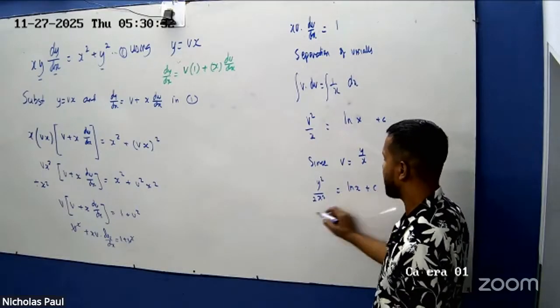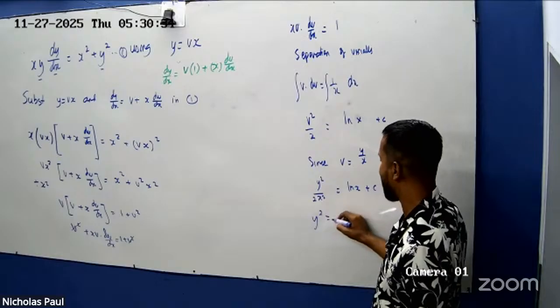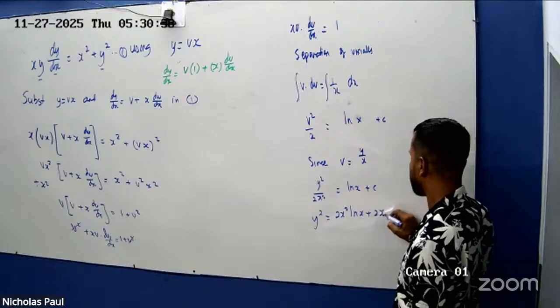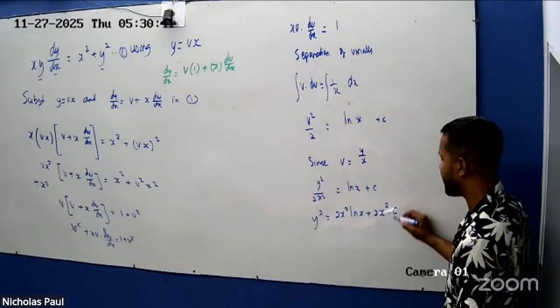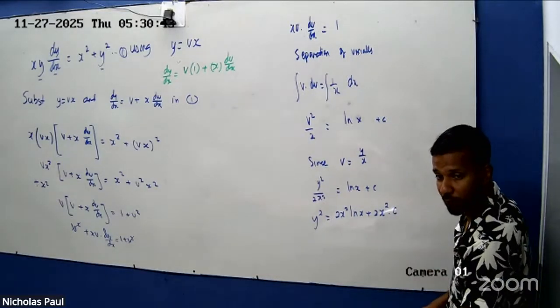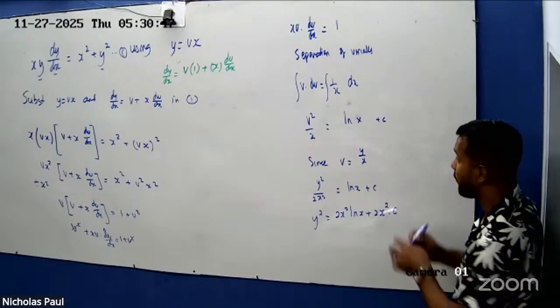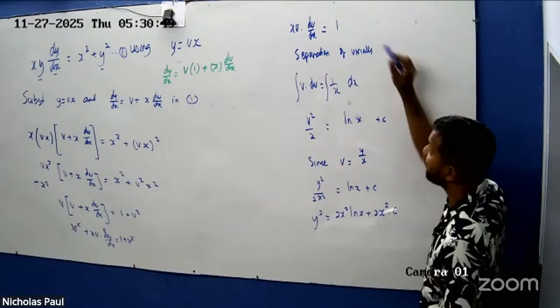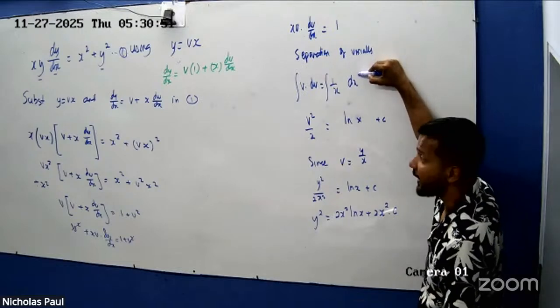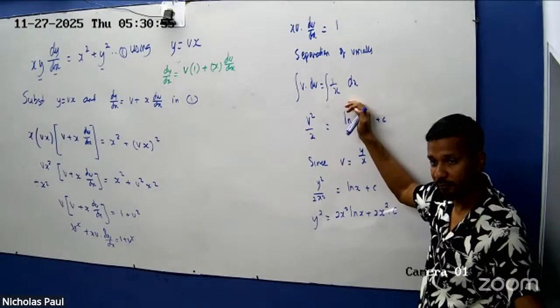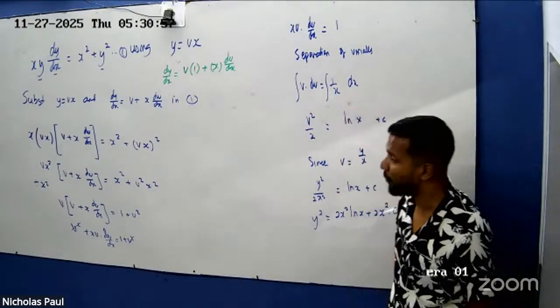I can multiply everything by 2x squared. And I will get 2x squared ln x plus 2x squared by c. Are you okay with that? So the objective is to reach here. The objective is to make that much simpler to integrate. Copy it down. Let's try the next one.